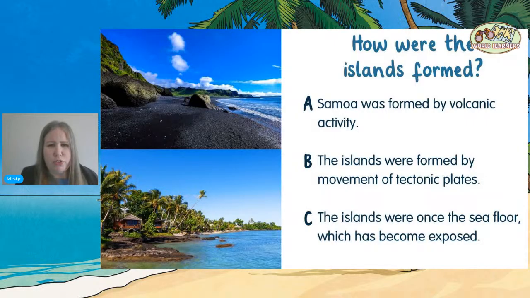Was Samoa formed by volcanoes? Were the islands formed by movement of tectonic plates, like we talked about in a previous session about tectonic plates moving and colliding together? Or were the islands once actually the sea floor, and have they become exposed over time? Has the sea level changed? What do you think?